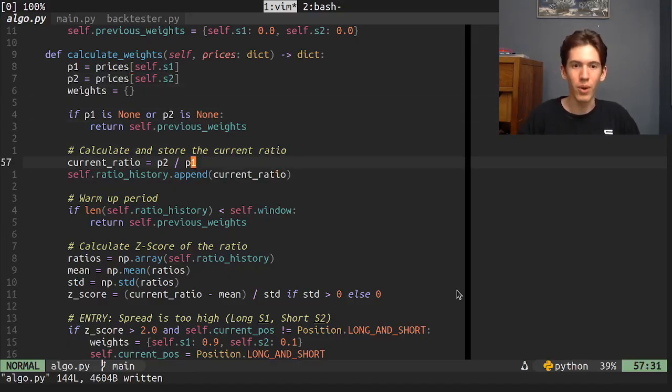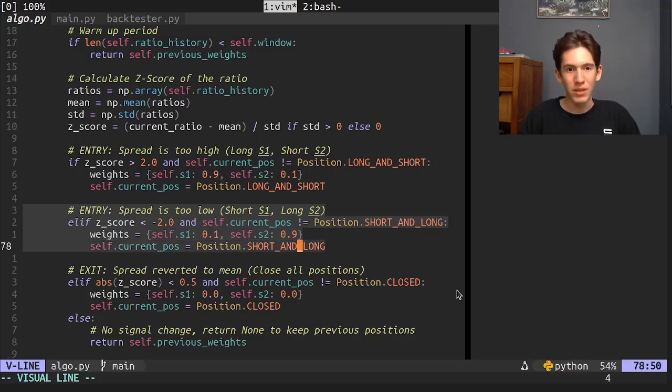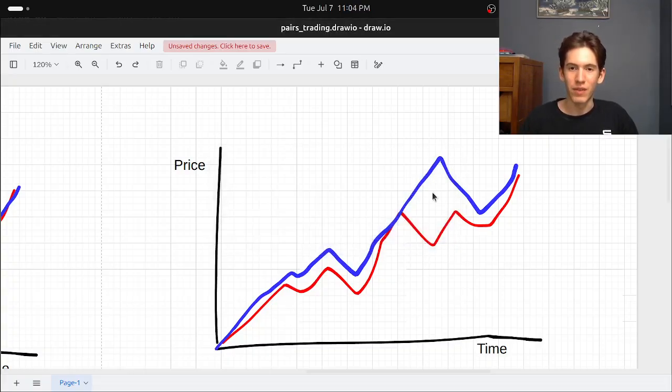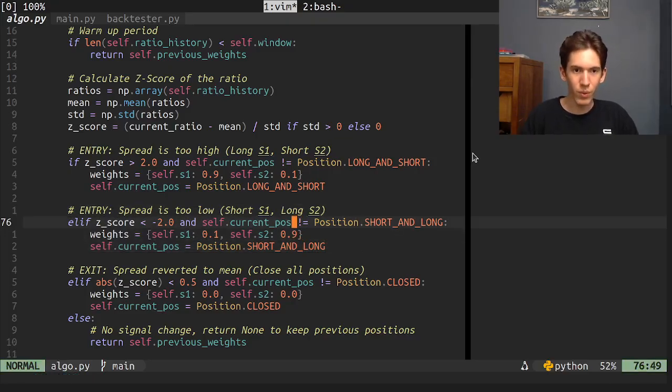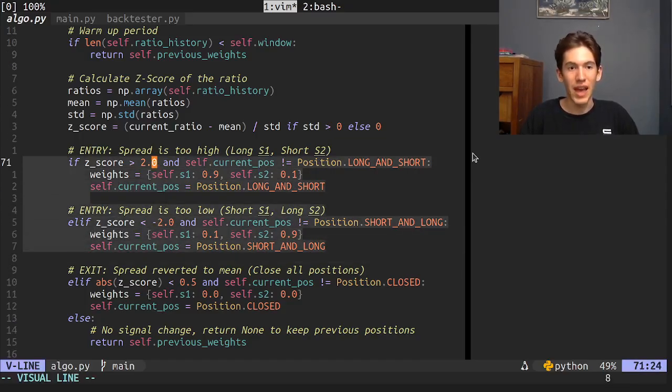If you remember from before, price history is P1 over P2. So when it's positive, we're going long in the first asset and short in the second one. Okay. Same thing, but swapped around. If you think about it, it'd be as if the blue asset went down and the red asset went up, right? The opposite position, where the z-score is less than -2. We would then short the first asset and go long in the second asset. So those are our two ways to enter the market.